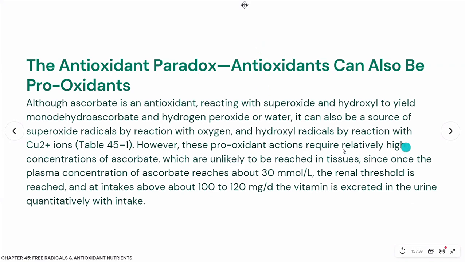Now it says here, vitamin C is easier because we need only about 100 to 120 milligrams per day. And if you take in more than that, it is excreted in the urine. Excreted in the urine. Okay, so it's not a big problem. But the big problem is your vitamin A.